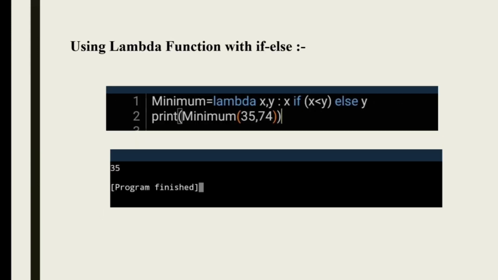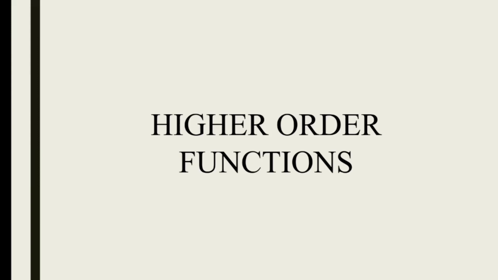Using lambda function with if else. minimum equals lambda x comma y colon x if x less than y else y. Print minimum of 35, 74. Here we get output as 35.